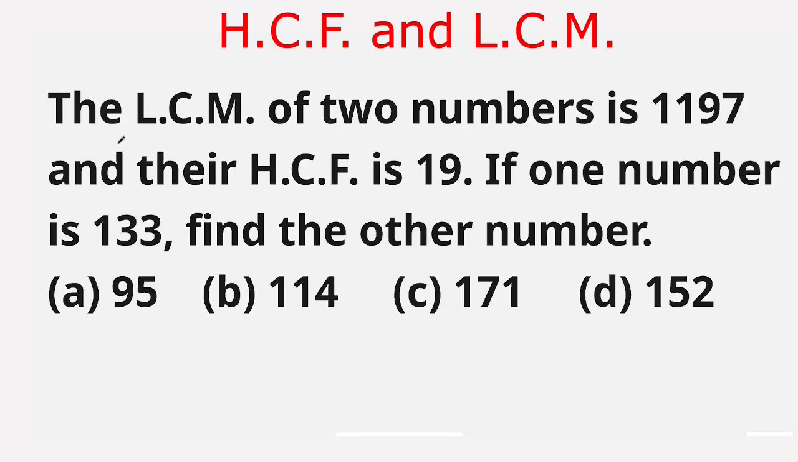Our question is, the LCM of two numbers is 1197 and their HCF is 19. If one number is 133, find the other number. The given options are option A 95, option B 114, option C 171, option D 152.